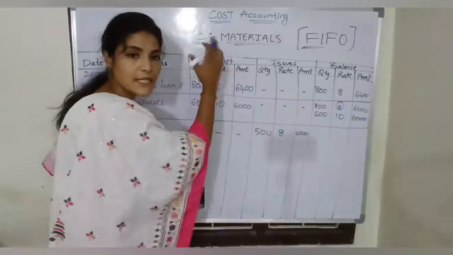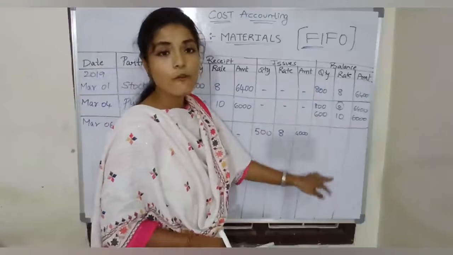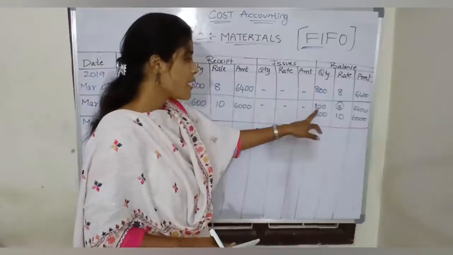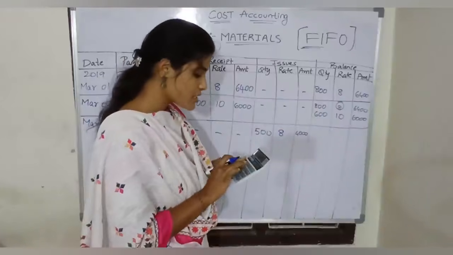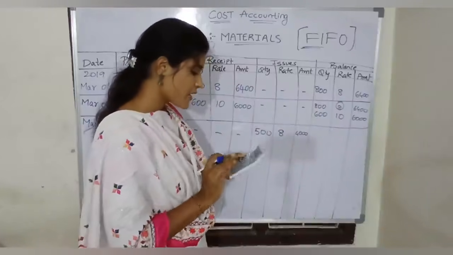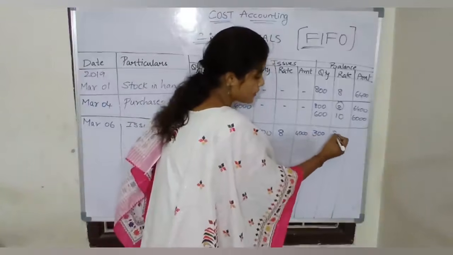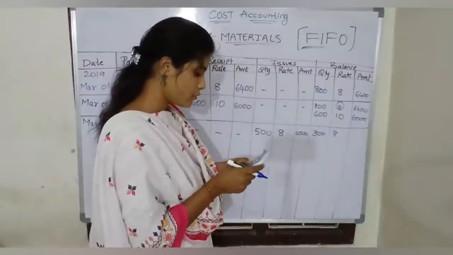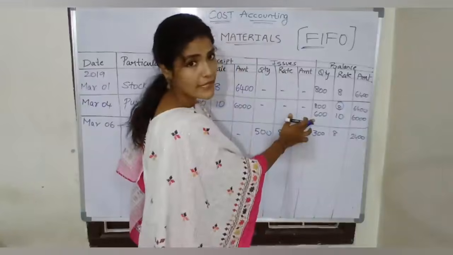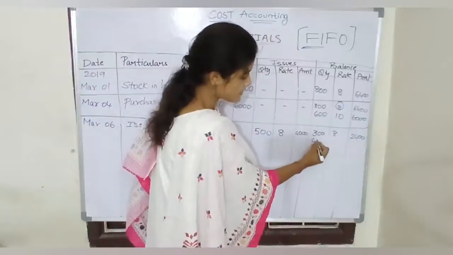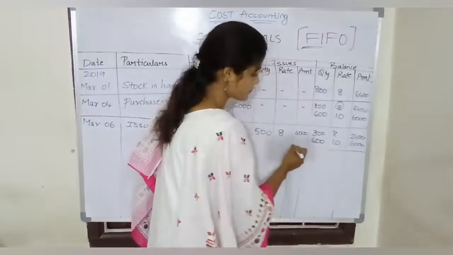Means issues is nothing but it is going from a godown. So now in your godown, what is the existing stock we are having? Out of 800, 500 we have already used. So remaining how much it will have? 800 minus 500, 300. What is the rate of that? 8. 300 into 8 is nothing but 2,400. This we didn't do anything. So that's why same thing we are writing. 600, 10, 6,000. That's it.